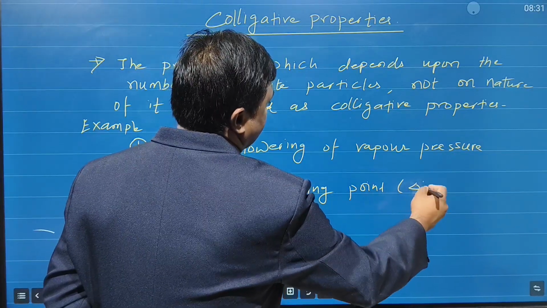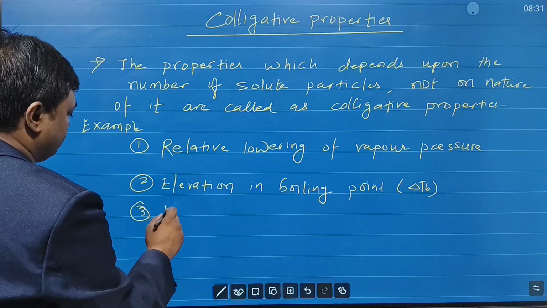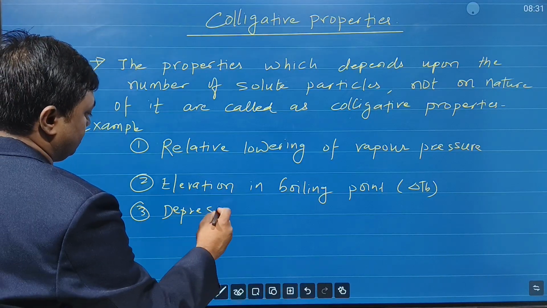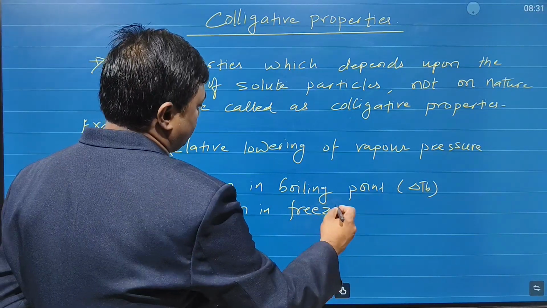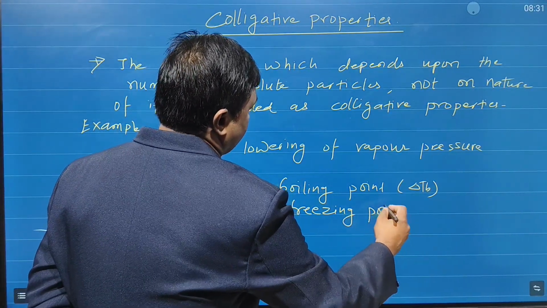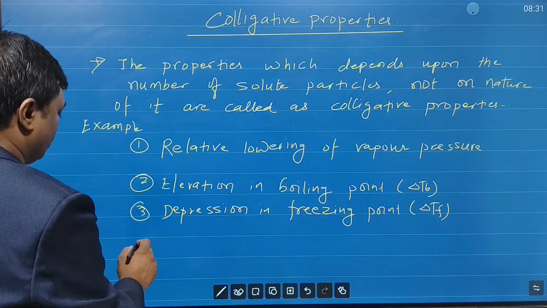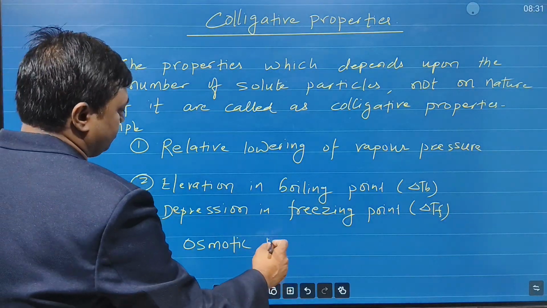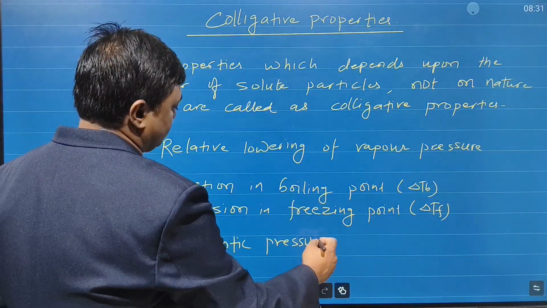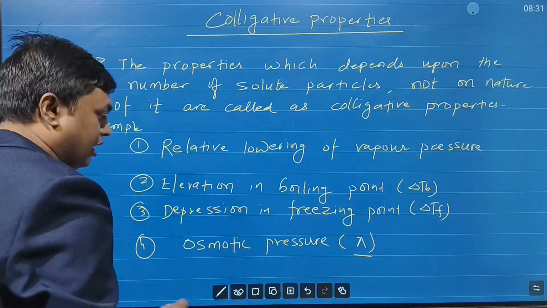We are representing it as delta Tb also. Third one is depression in freezing point. We are representing this as delta Tf. And the fourth one is osmotic pressure, represented as pi. So we will learn all the colligative properties one by one.